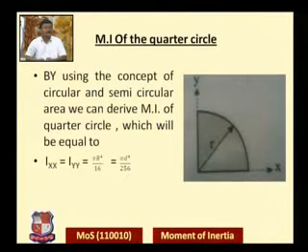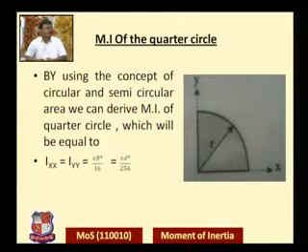At last, we can find the moment of inertia for the quarter circle. The same procedure you have to carry out. You can also take this as homework and apply just the parallel axis theorem and perpendicular axis theorem in order to get the MI of the quarter circle along the x-axis and y-axis as well as along the centroidal axis.